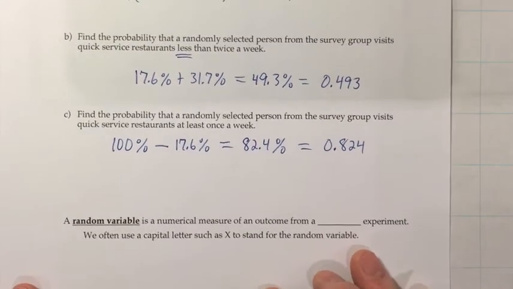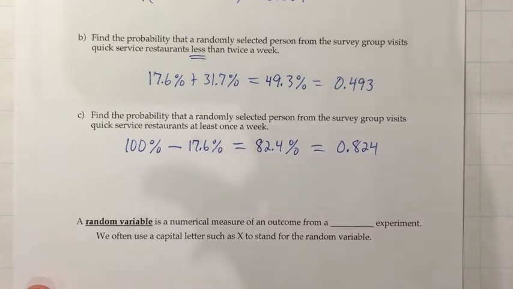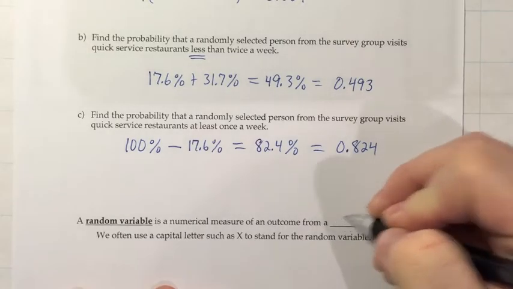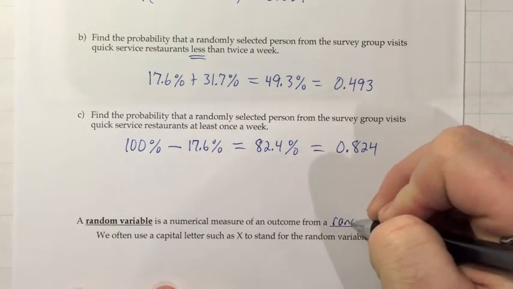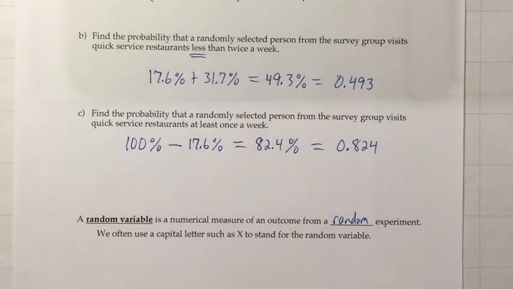So moving on to another definition, we're going to look at a random variable. And a random variable is a numerical measure of an outcome from a random experiment. And we often use a capital letter such as X to stand for the random variable.